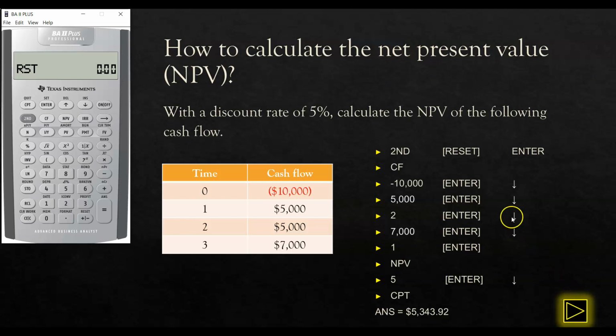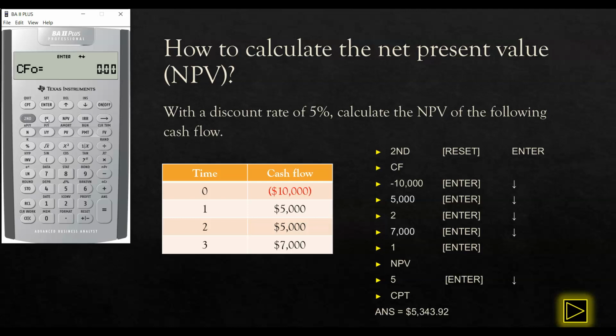So what do you want to do? First of all, do second, reset, and enter. That clears out the memory, and then you're ready to do this new calculation. As you can see on the second row of your calculator, that's what I call the CF button. That's what I call the entrance to your cash flow worksheet. You hit that, and immediately you should see CF0 on your screen.